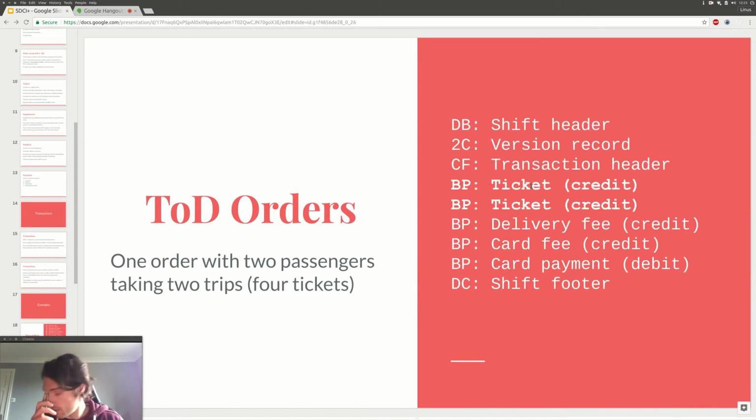Okay, so that's one scenario. That's sort of basics. The next scenario is a TOD order. Now this order has 2 passengers doing 2 trips, so we'll say 2 singles. And that results in 4 tickets. If you imagine each passenger gets 2 tickets, 1 for out and 1 for back.